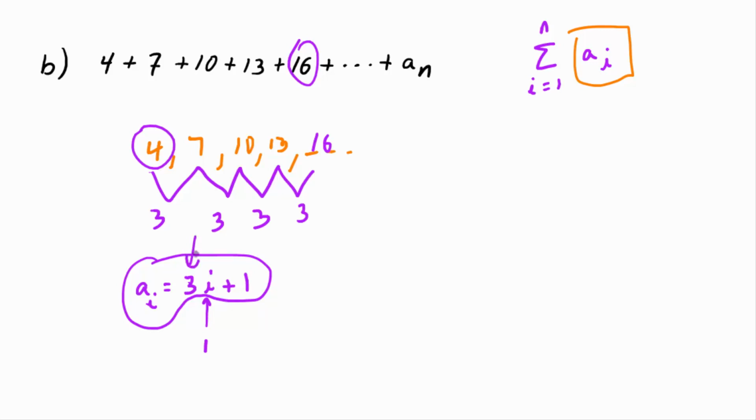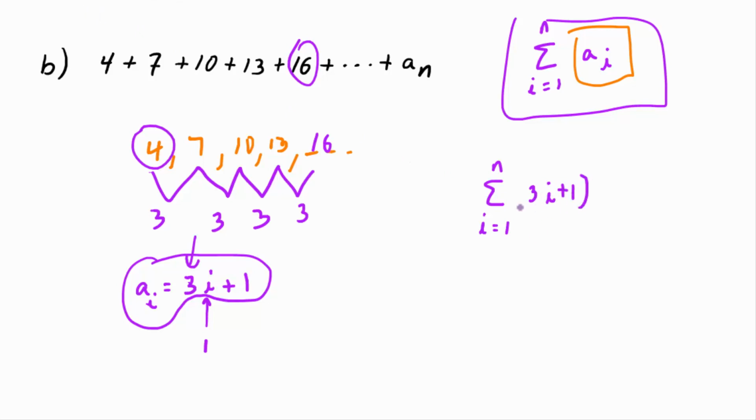If you graph these, you'd have dots instead of a line because you're only allowed to input natural numbers. But if you connected them and found the slope between the dots, you'd get a slope of 3. I'll say more about that later on. So anyway, if we fill in this, what do we get? The sum, i equals 1 to n, of 3i plus 1. You can put parentheses around it if you want.